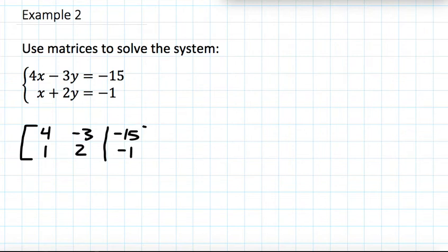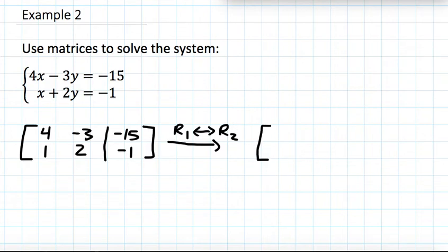So first step is to write the system into the matrix like we talked about before. Make sure that you keep negative signs if there are any. Now the first thing that I need to do is change the 4 into a 1. And the way that I'm going to do that is by switching row 1 and row 2, because I see that in row 2, I have a 1 right there in that first column, so I'm going to switch those 2 rows.